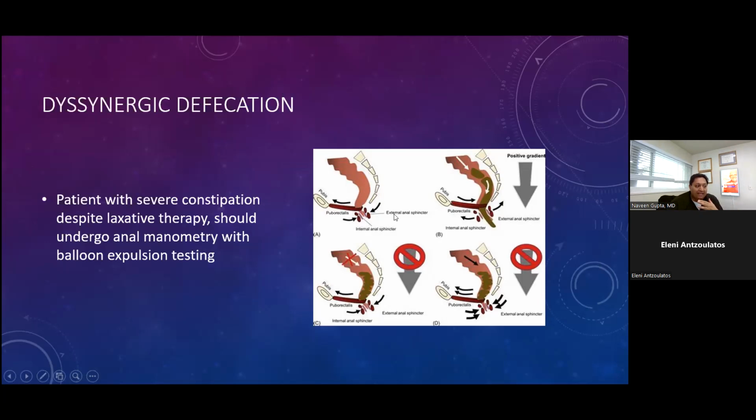And when it relaxes, this puborectalis muscle, which is slung around the colon, will also relax, allowing for a straighter line for stool to leave. That's normal. In dyssynergic defecation, the external anal sphincter does not relax. And the puborectalis, instead of going this way, accentuates and pulls closer, making a sharper angle for stool to come through. And then that person can't get the stool out.